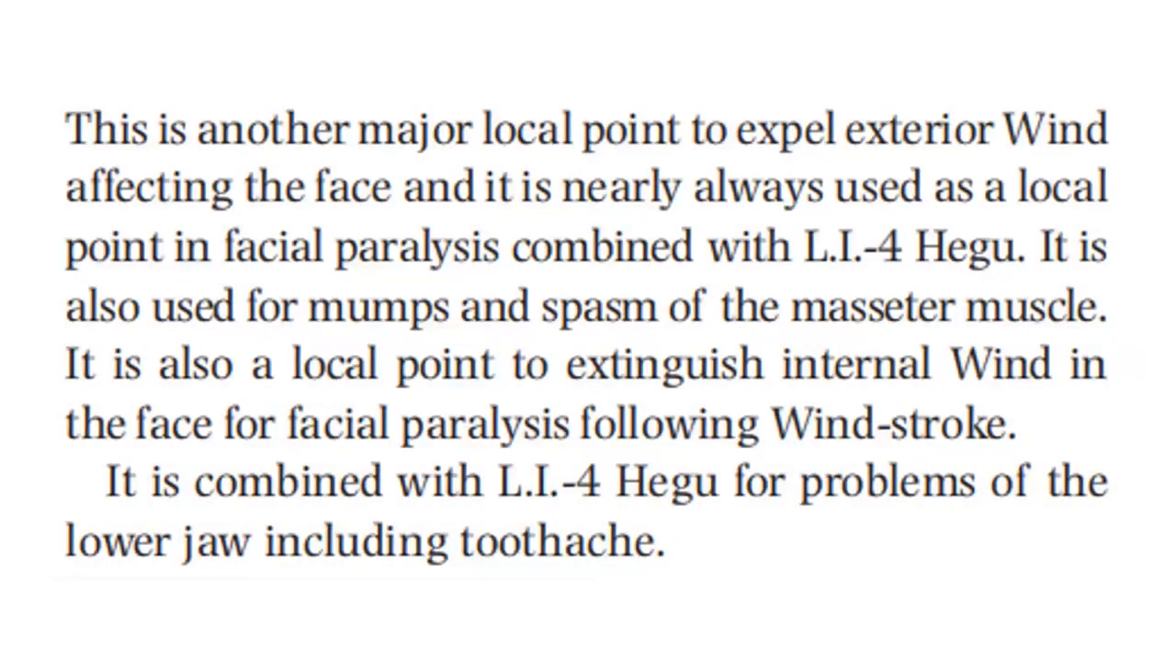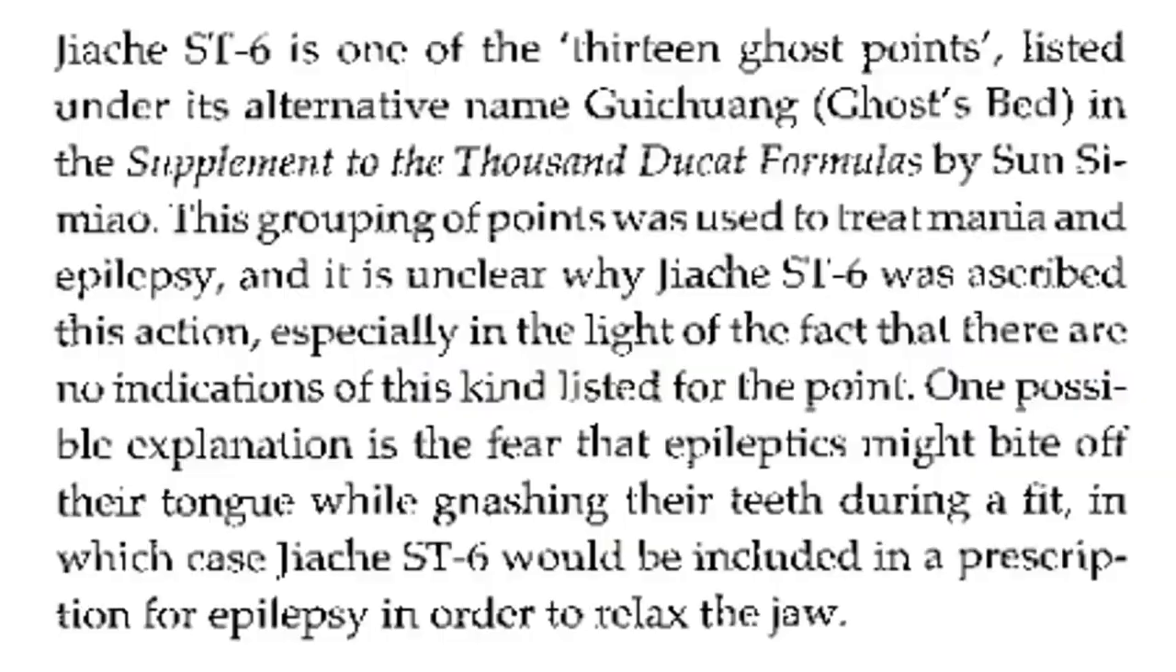This is another major local point to expel exterior wind affecting the face and is nearly always used as a local point in facial paralysis, combined with LI4. It is also used for mumps and spasm of the masseter muscles. It is also a local point to extinguish internal wind in the face for facial paralysis following wind stroke. It is combined with LI4 for problems of the lower jaw, including toothache.